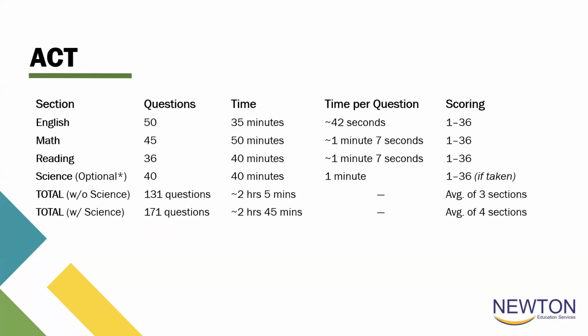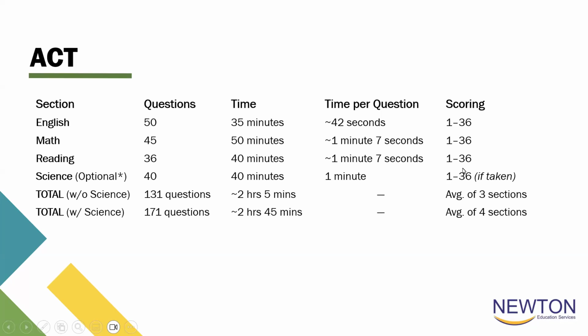So starting off with the ACT. The ACT is a digital exam here in Egypt, and we have 3 different sections: the English, the math, and the reading sections. The total time for this test is 2 hours and 5 minutes if you don't take the science, because the science section is optional, and it's 2 hours and 45 minutes if you take the science section. I don't think you'll take it except if it's also required while you're applying. So as you can see here, this is a comparison of all the time for each section and the time per question for each section.